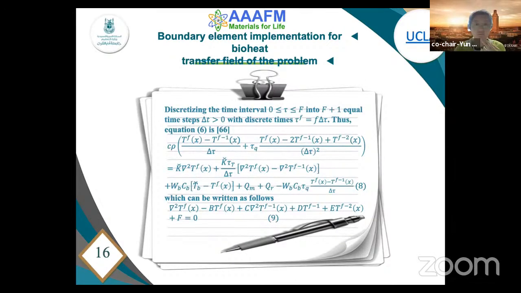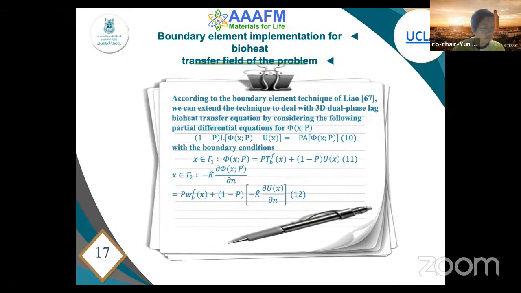Discretizing the time interval into N plus 1 equal time steps delta t with discrete times, equation 6 can be written as system 8, which can be expressed in equation 9. According to the boundary element technique of Liao, reference 67, we can extend the technique to deal with the three-dimensional dual phase lag bioheat transfer equation by considering the following partial differential equations for phi, equations 10, 11, and 12.